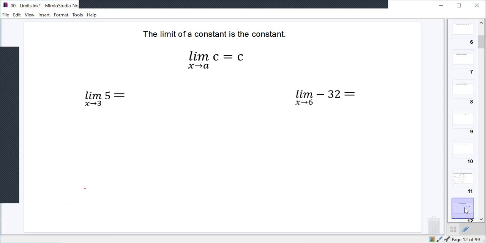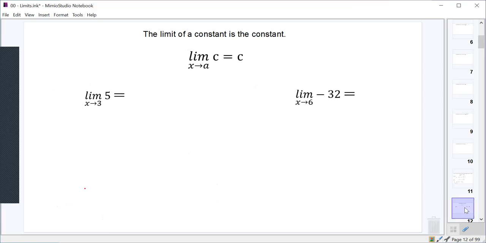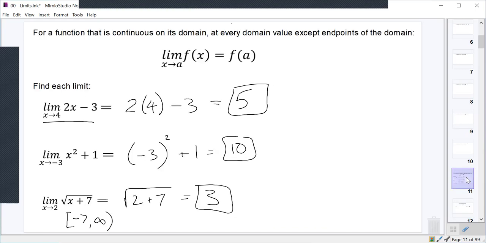The next thing you're going to want to remember about limits is that the limit of a constant is the constant. In other words, the limit as x approaches a of c, some real number constant, is just c. And if we think back to our previous rule that we just had, this is just a basic application of this rule, right? Let's say the function was y equals 12. Well, 12 is a function that is continuous on its domain. It's just a straight horizontal line.